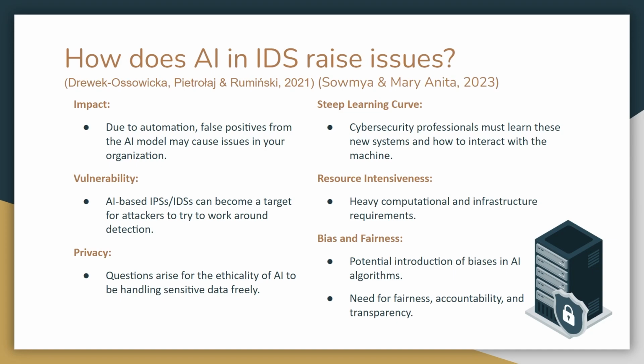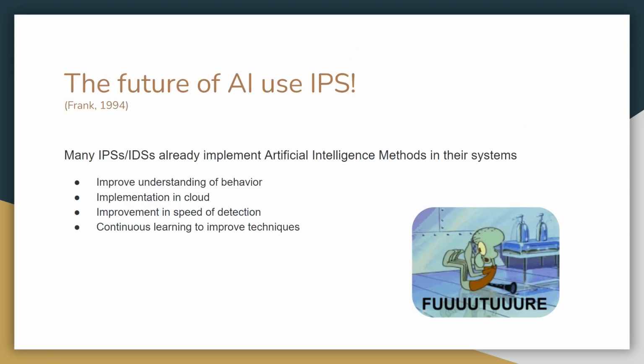AI algorithms can introduce bias in threat detection due to their learning from historical data. Ensuring fairness, accountability, and transparency in these models is crucial for unbiased results. It's essential to address and rectify any biases that may arise during AI implementation.